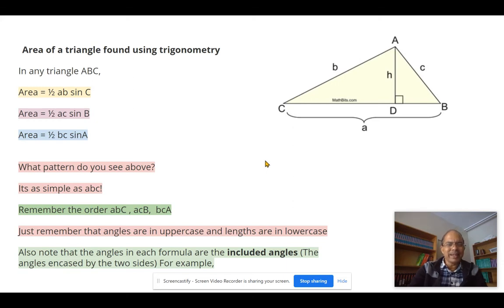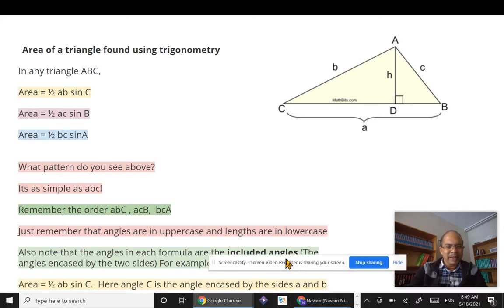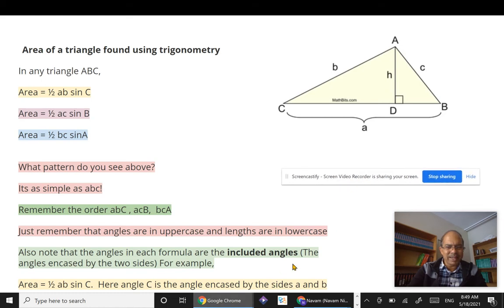Also note that the angles here are the included angles. That is, the angles encased by the two sides. So for example, consider the area half ab sine C. So here angle C is the angle encased by the sides a and b. That's therefore angle C is the included angle for the sides a and b.